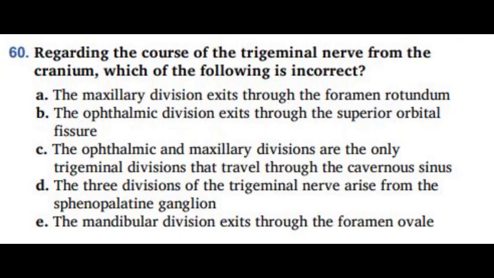That is true. B. The ophthalmic division exits through the superior orbital fissure. That is true. C. The ophthalmic and maxillary divisions are the only trigeminal divisions that travel through the cavernous sinus. That is true. D. The three divisions of the trigeminal nerve arise from the palatine ganglion. That is false. The three of them arise from the trigeminal ganglion, not the palatine ganglion. But then the trigeminal nerves actually make up part of the palatine ganglion, but they are not from the ganglion. We're going to talk more about that. And E. The mandibular division exits through the foramen ovale, which is true. So option D is incorrect.